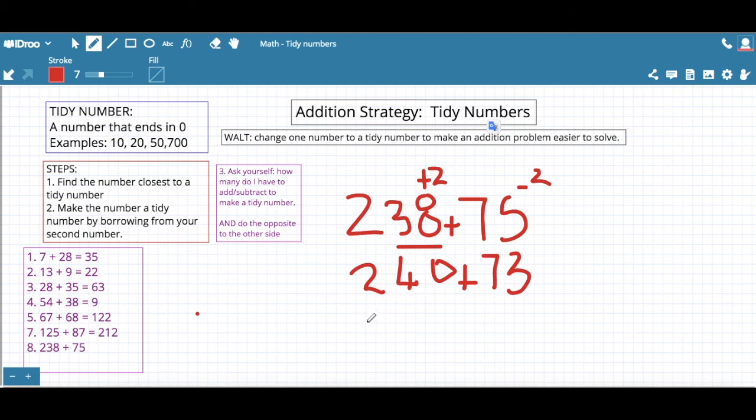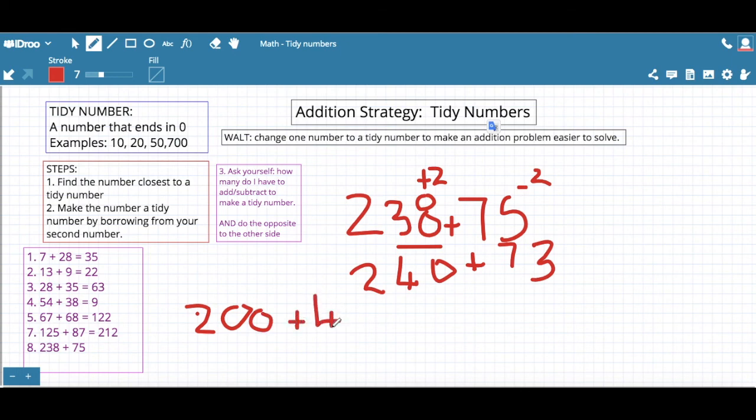So 240 plus 73. So I'm going to have to write out all of my place value. So it's best that you write it all out. 200 plus 40 plus 70 plus 3. Okay, and one by one, I'm going to add all these numbers together.